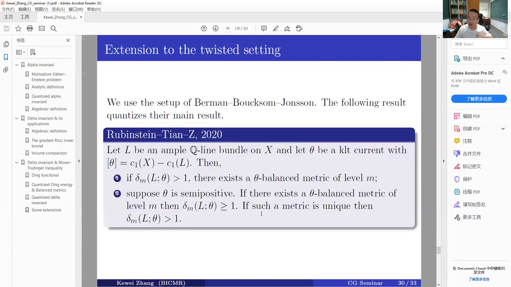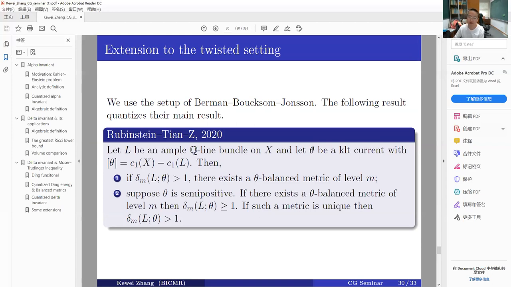For instance, one can work in the setting of Berman, Boucksom, Jonsson. You can take any ample Q-line bundle here. It doesn't have to be anti-canonical. Then you have to make things work consistently. You have to choose some twist term. Then here you can choose theta to be a KLT current.